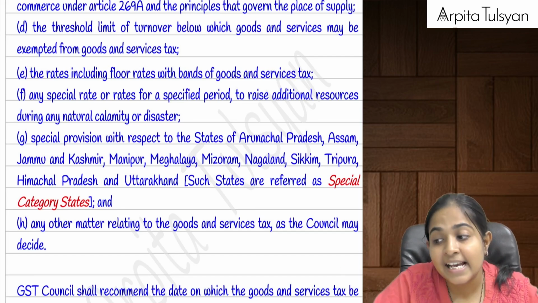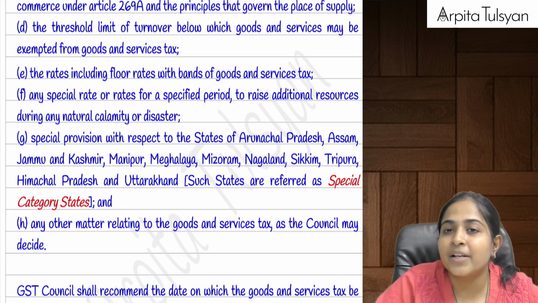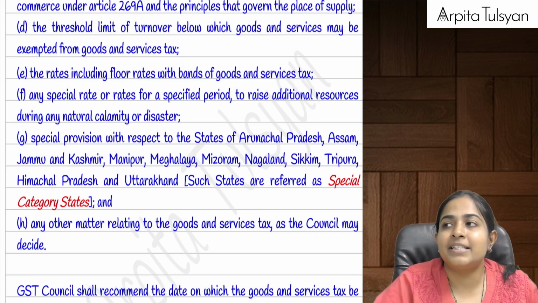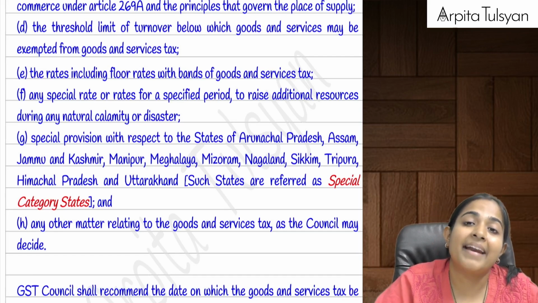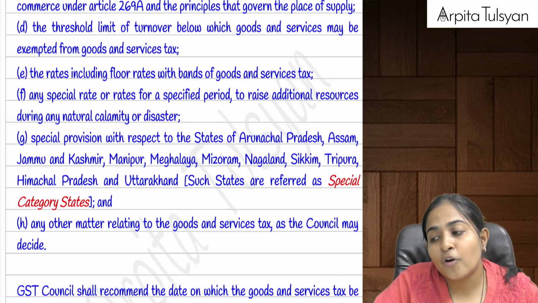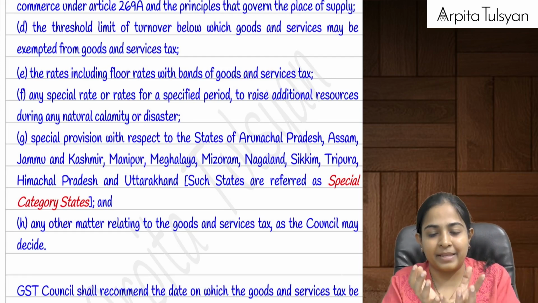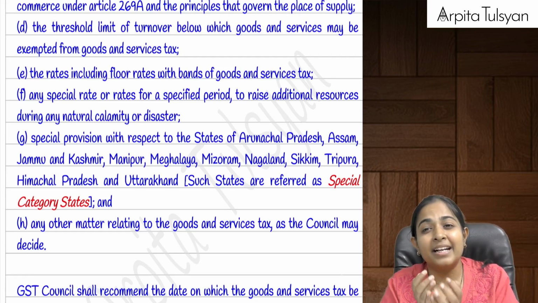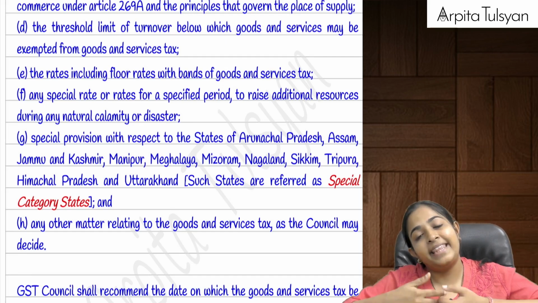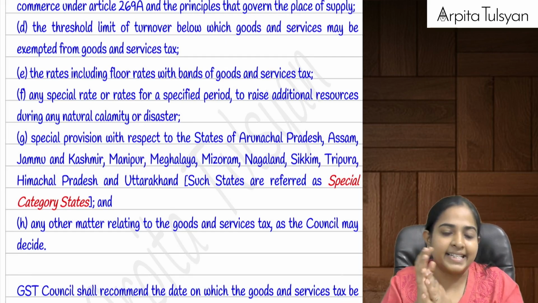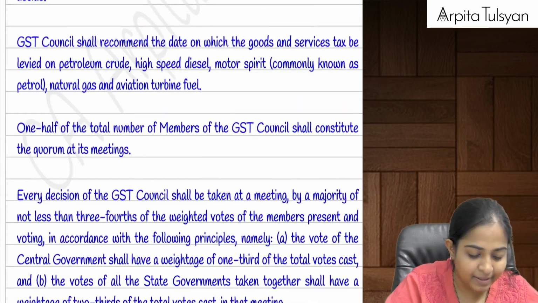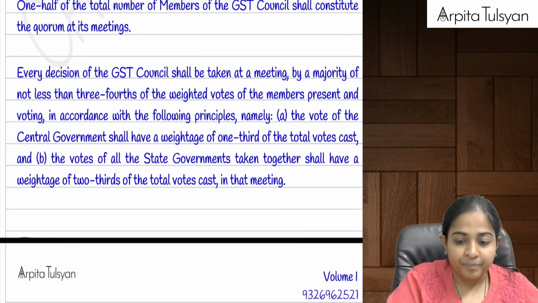center and the states. Now, it's not that the GST Council will decide everything. The GST Council will make recommendations. The work of the GST Council is to make a draft of a particular law, then present it before the union and the states, and then they will decide whether to make it applicable or not. Are you clear with this?